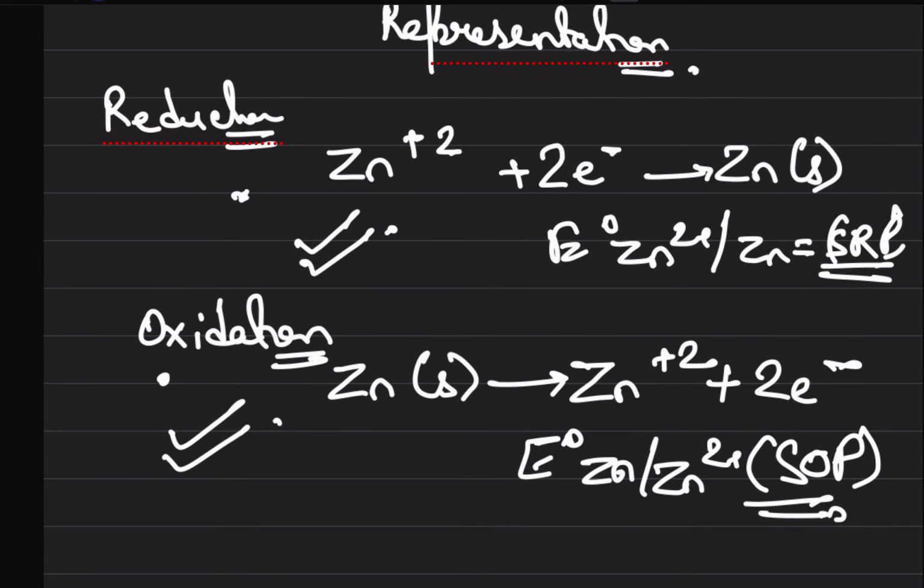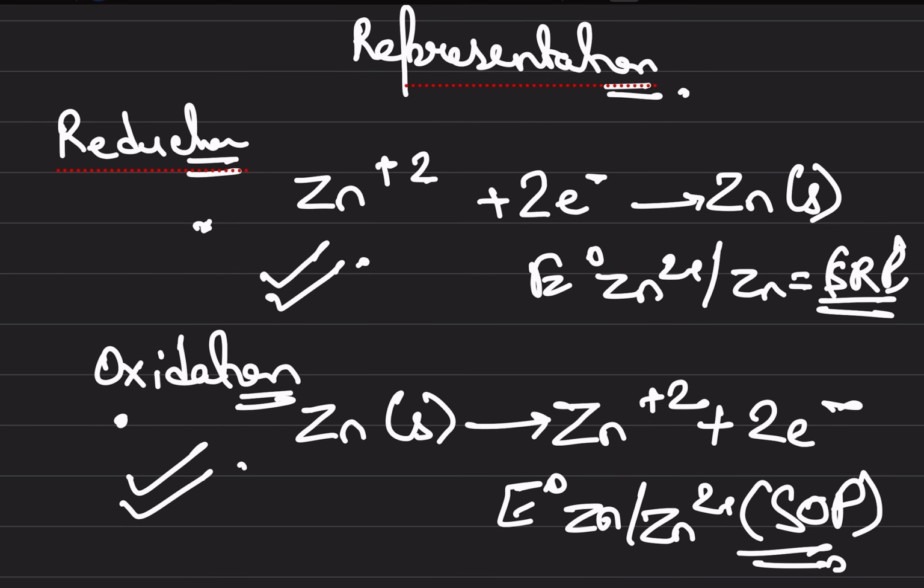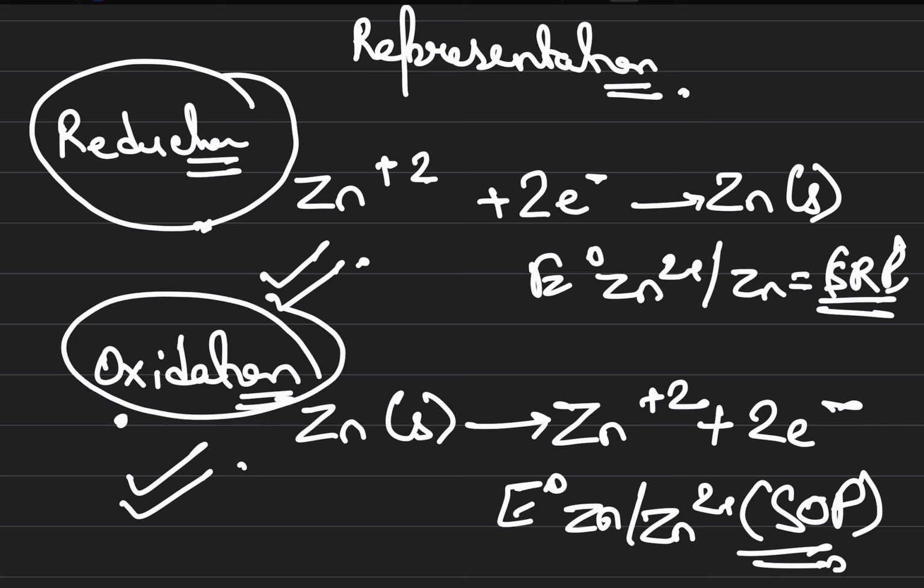Then we will see the representation for the standard electrode potential. As we know, there are two types of reaction in a particular electrode: reduction reactions and oxidation reactions. Reduction is at the cathode and oxidation is at the anode. So one is the cathode, one is the anode.